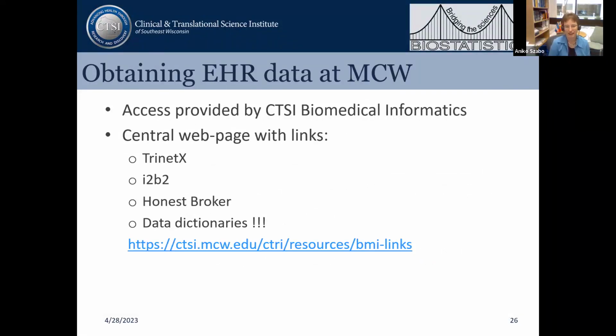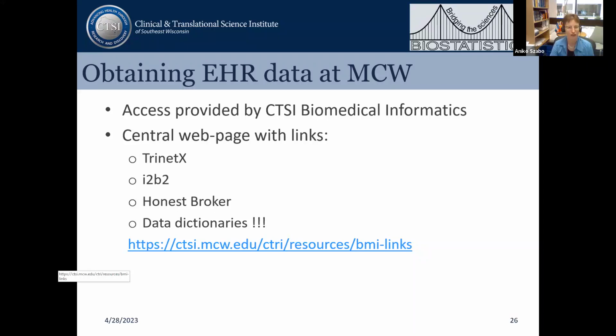So finally, I still have a little time, I think. How can we actually obtain the data at MCW? The access is provided by CTSI Biomedical Informatics, and they do such a great job of supporting and making sure that it happens. All questions should be directed to them, and they are very happy to show you these things. There is a center web page with links, the Biomedical Informatics resources link.